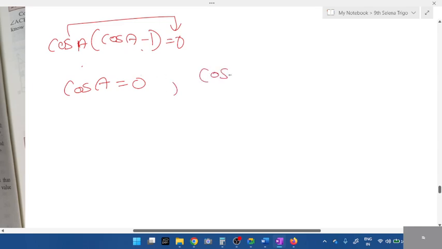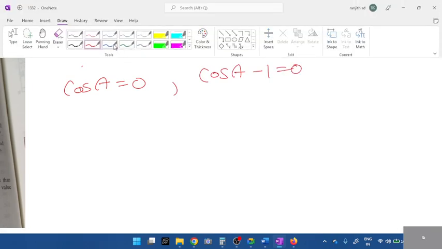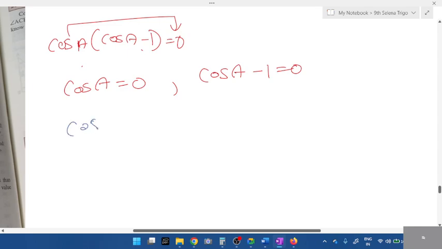What is the other equation we have? Cos A minus 1 is equal to 0. For the first one, tell me cos of which value will get 0. Check the trigonometry table. But this one we need to solve. Cos A minus 1 is 0. What happens to minus 1? It goes to the other side and becomes plus 1.